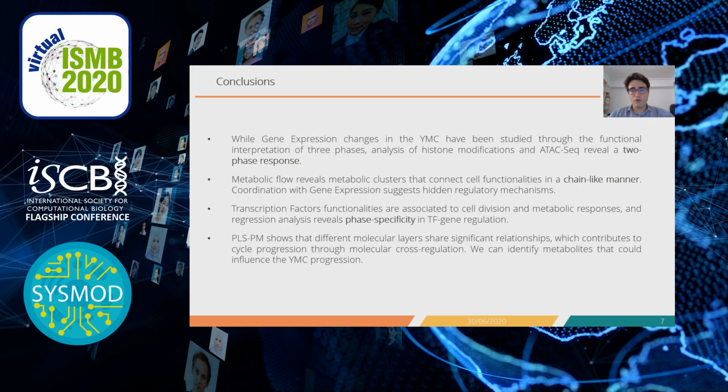Finally, these are our conclusions, and the most important take-home message is that with PLS path modeling, we can define all the molecular layers that we want in our model, and we can see which of them contribute to the cycle progression through molecular cross-regulation. We can thus identify metabolites that could influence the yeast metabolic cycle.